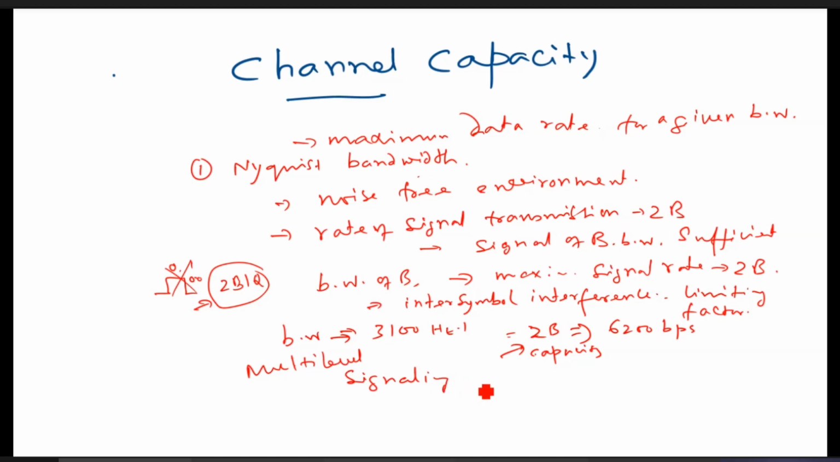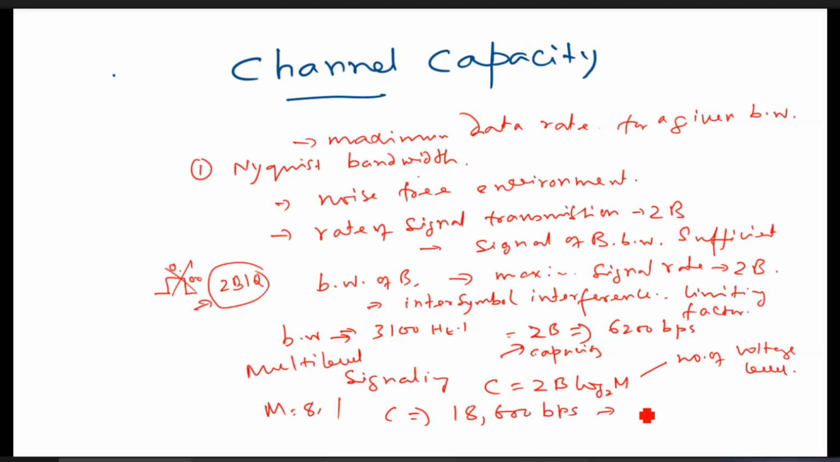That is the Nyquist formula. Earlier it was C equal to 2B, but now it is C equal to 2B log base 2 of M, where M is the number of voltage levels. For example, if M equal to 8 and you use some modems, then if you calculate C, it will be 18,600 bps.